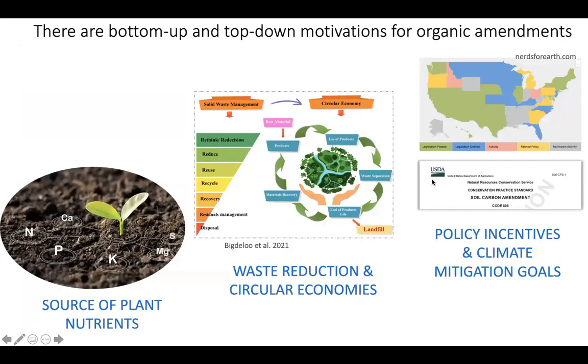So there are lots of motivations for using organic matter amendments. A lot of the work that I do focuses on the field scale, and farmers might be thinking a lot more about their productivity, using those organic matter amendments as a source of plant nutrients. But there are also higher-level questions about waste reduction and circular economies. We're seeing this conversation play out in California with things like SB 1383, the organic waste diversion law that's in place now. And again, policy incentives and climate mitigation goals are providing new sources of funding for doing these kinds of practices.